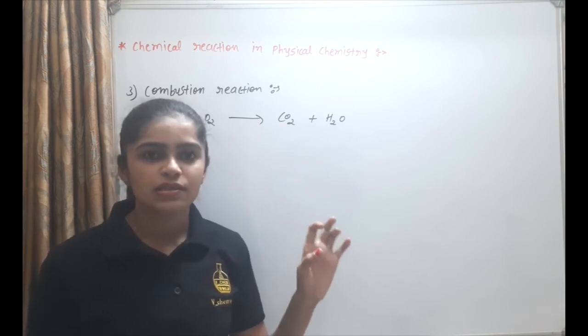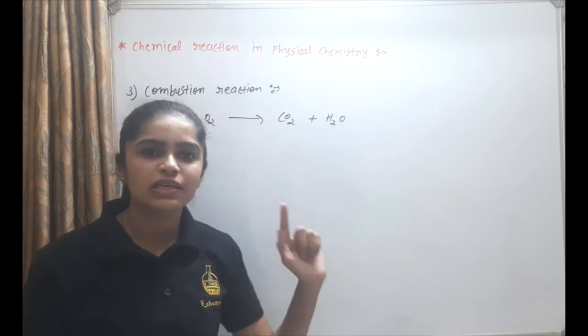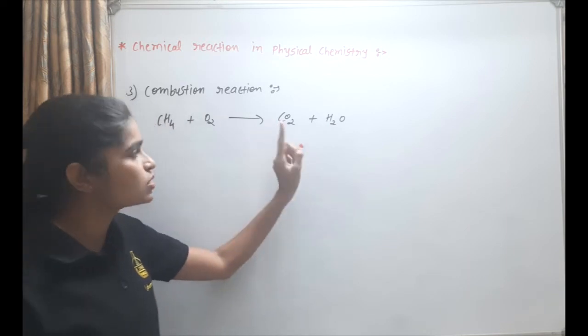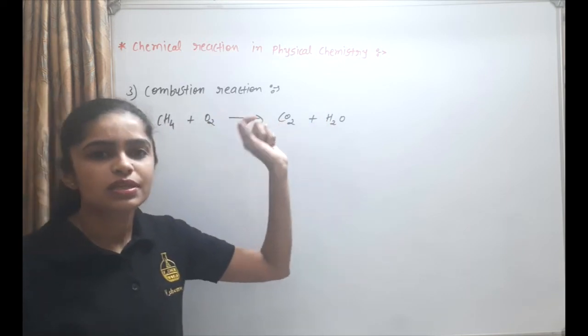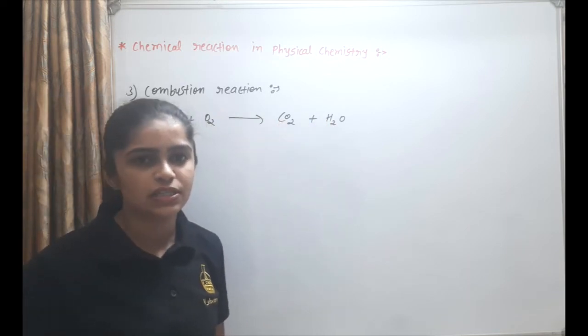For example, consider ethane. So 1 mole of ethane reacts with oxygen and gives CO2 and H2O. So this reaction is known as the combustion reaction.